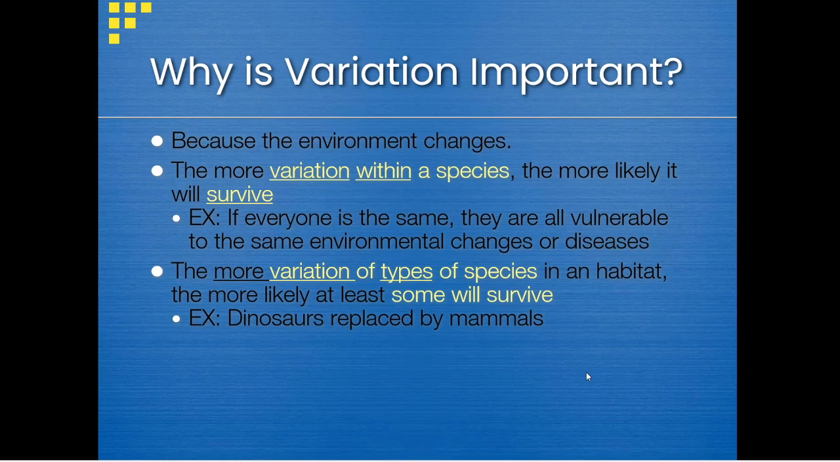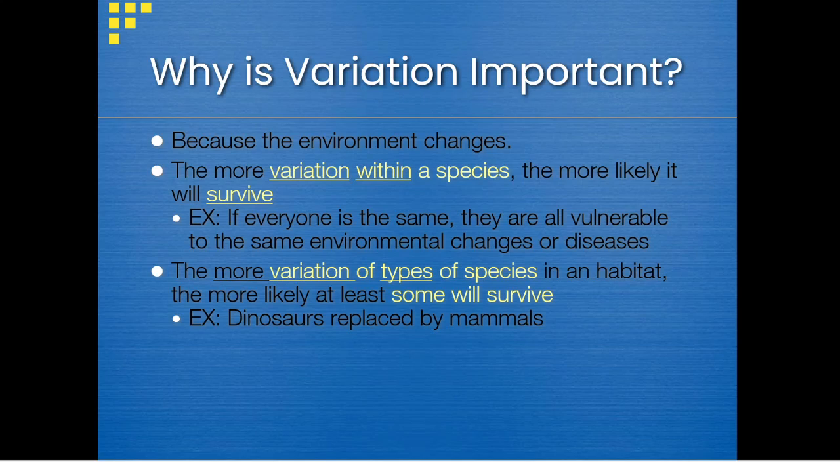And so why is variation important? Well, it's because the environment changes. Remember when we talked about how that lake disappeared? The environment completely changed. And so the sticklebacks changed as they evolved over the thousands and thousands of years while that lake was there. And so the more variation within a species, so the more different genes they can choose from, the more likely it will survive.